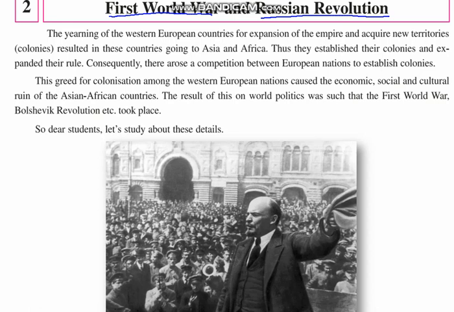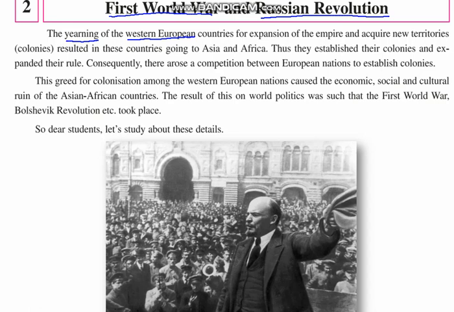Now let us start. The yearning of the Western European countries for expansion of their empires and to acquire new territories resulted in these countries going to Asia and Africa. Yearning means want, the want of Western European countries.